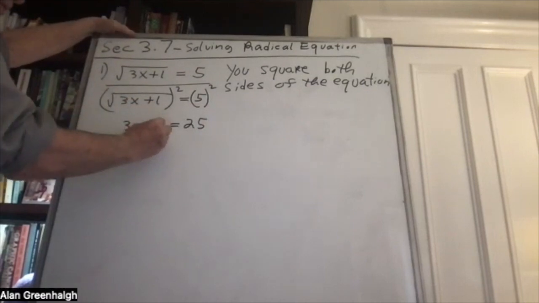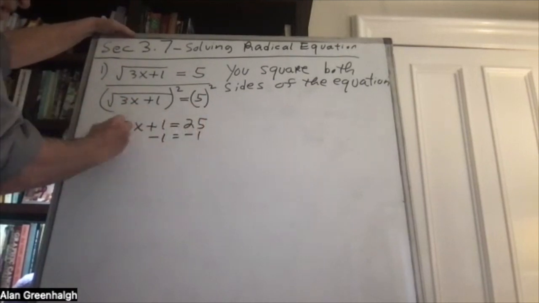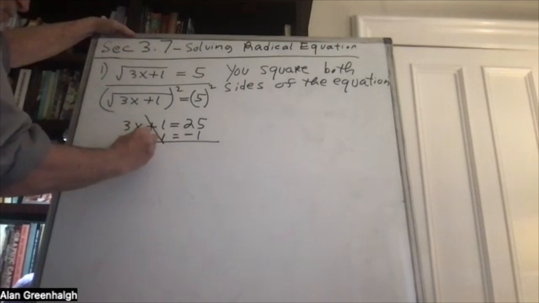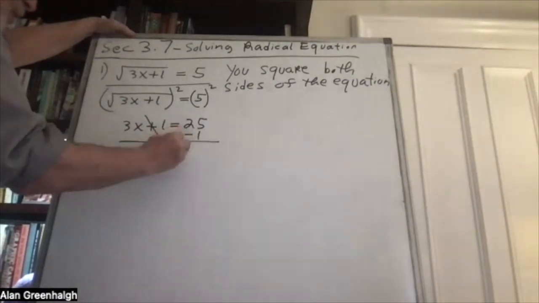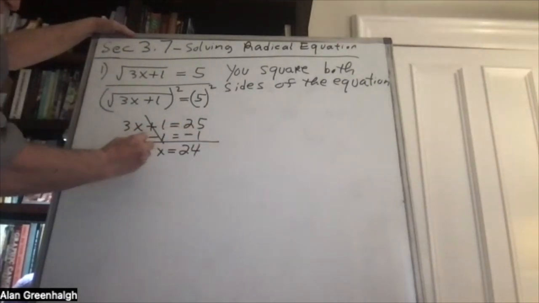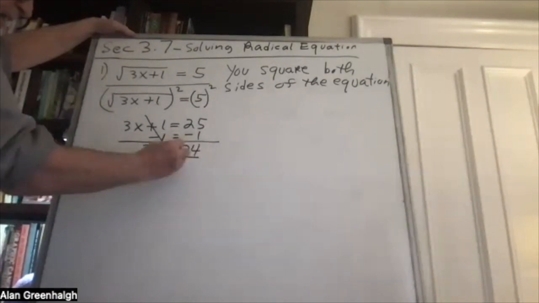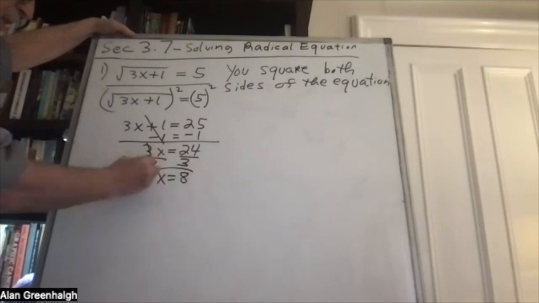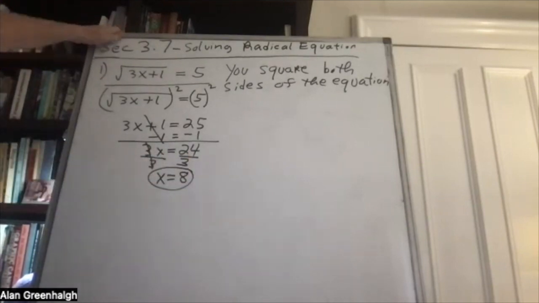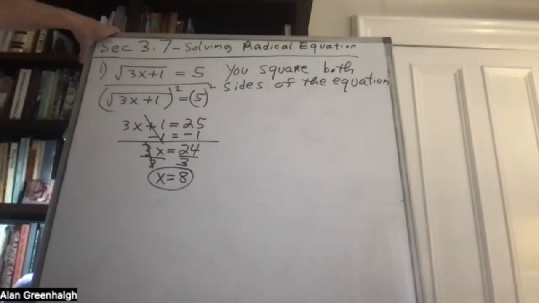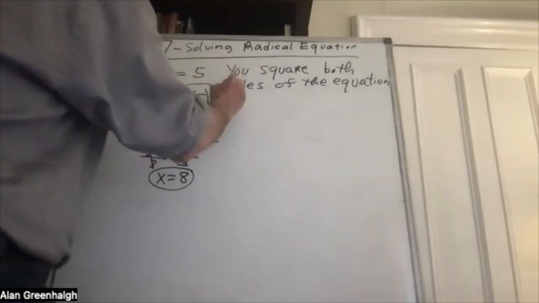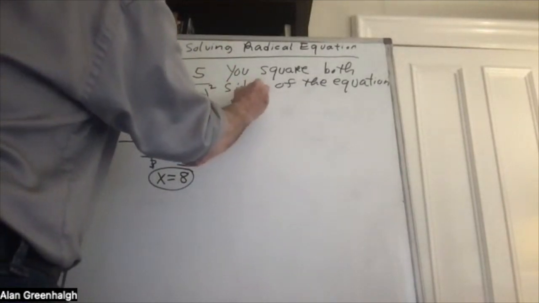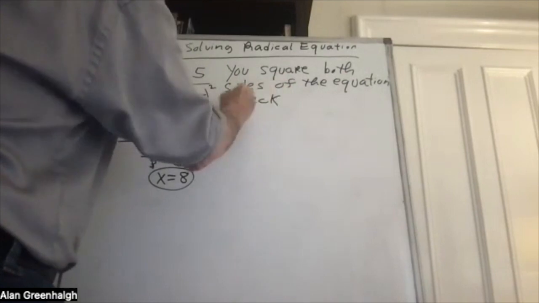And then negative 1, 3x equals 24. It comes out really beautiful, right? That's no coincidence. x is equal to 8. Now, in this type of equation, it's a good idea to do the check. So let's do the check.